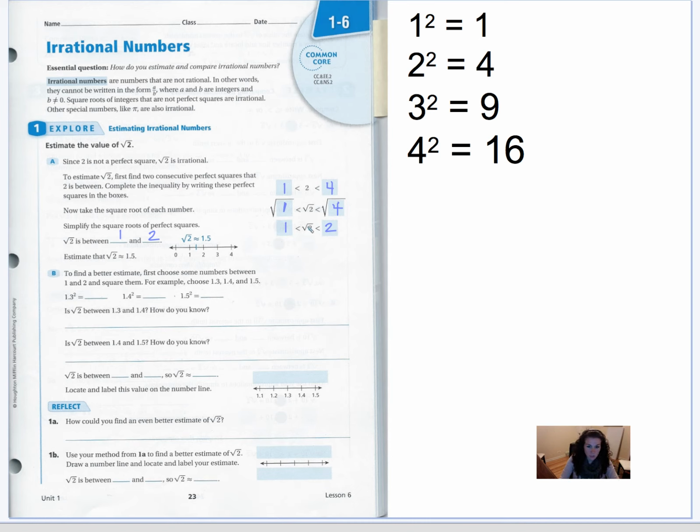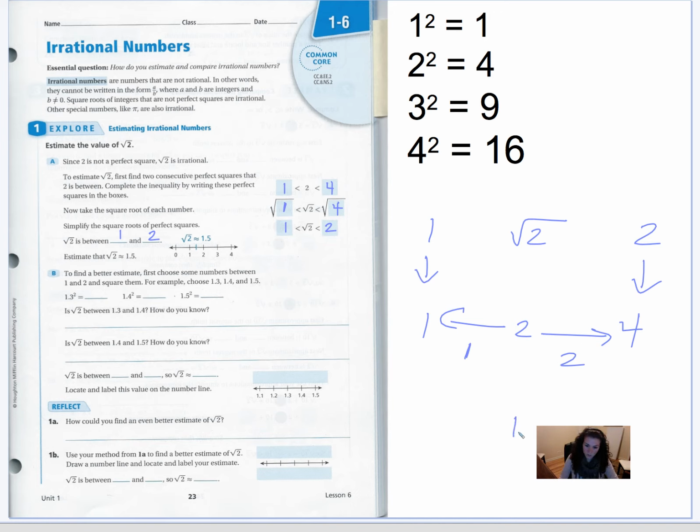Because when I look at the square root of 2, we've already said that the square root of 2 is between 1 and 2. How do I know which number it's closer to? Well, let's square these again. 1 squared was 1, 2 squared was 4. Is 2 closer to 1 or closer to 4? Obviously 2 is closer to 1, but not by much, because from 1 to 2 there's only 1 space in between, and from 2 to 4 there's 2 spaces in between, so it's not that big of a difference.